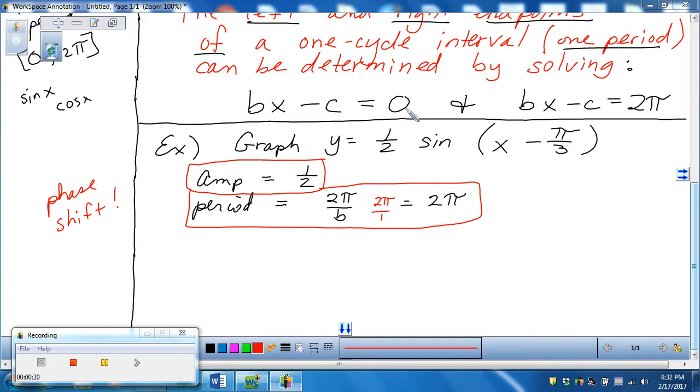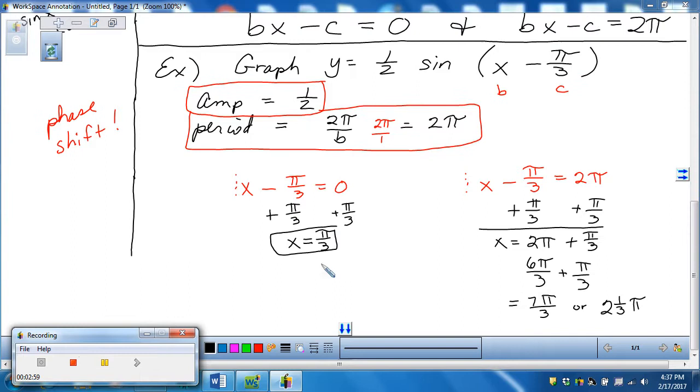So we're going to take each one of these equations, set them up, and substitute in our b value, which was 1, and our c value, which is pi over 3, and we're going to solve each one of these equations. So pause for a moment, let's get that set up, see if you can solve it, and then I'll be right back with how we got the answer, and you can check your work.